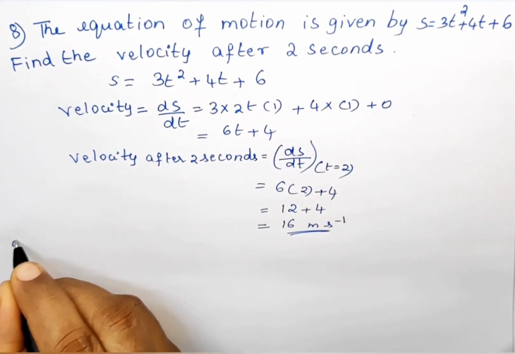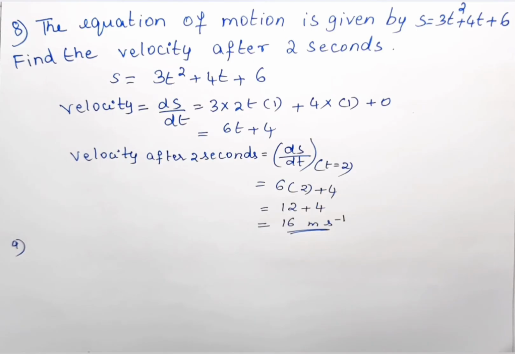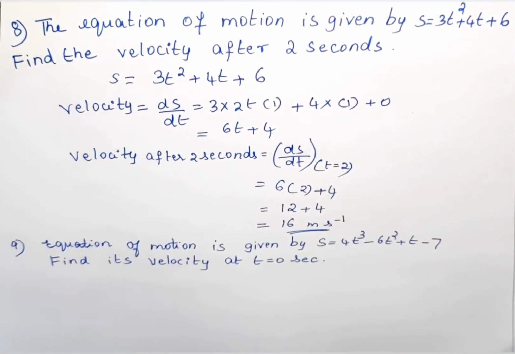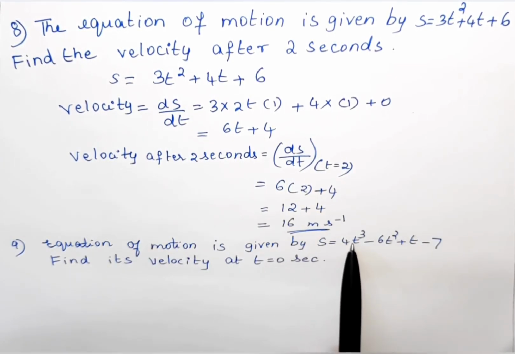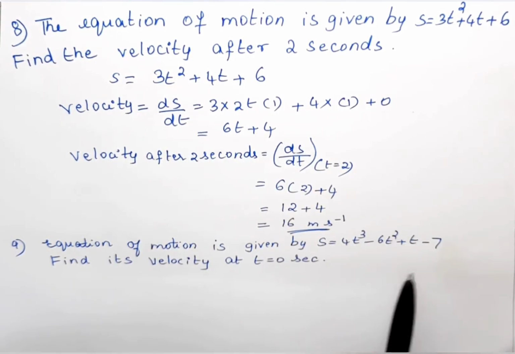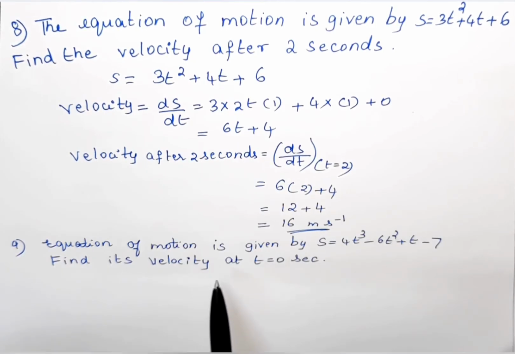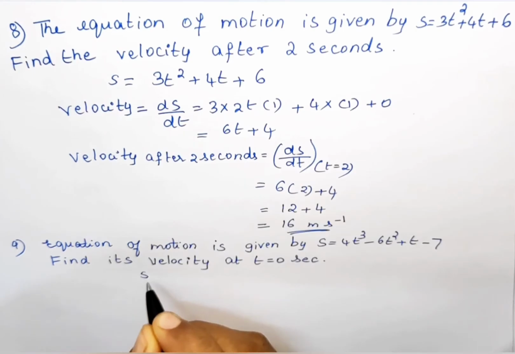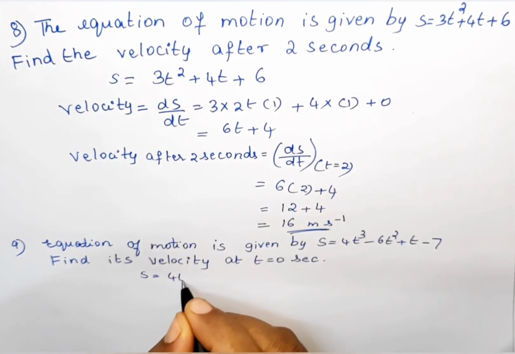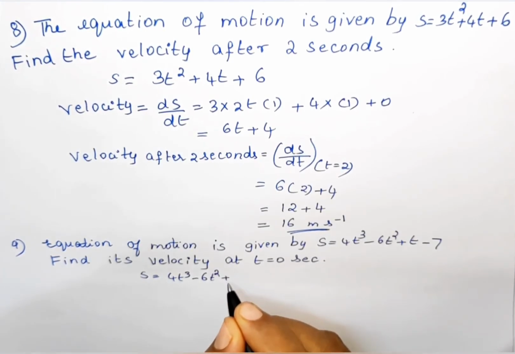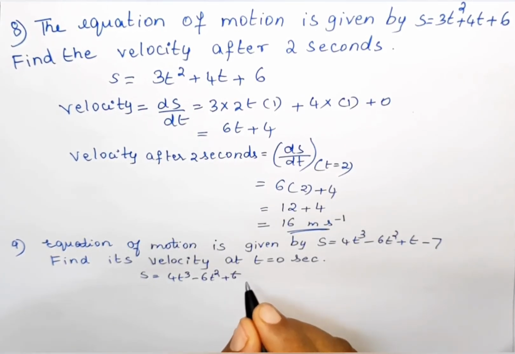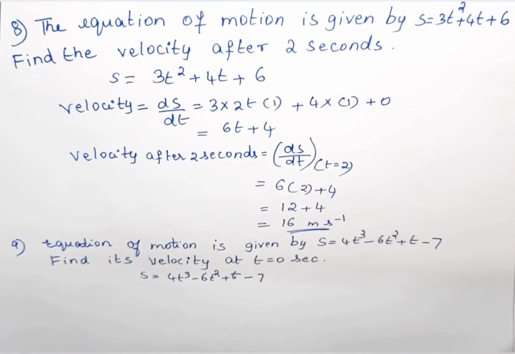Now let us solve question number 9. The equation of the motion is given by s is equal to 4t cube minus 6t square plus t minus 7. Find its velocity at t is equal to 0 second. Now let us write the equation. s is equal to 4t cube minus 6t square plus t minus 7. This is the equation of the motion.